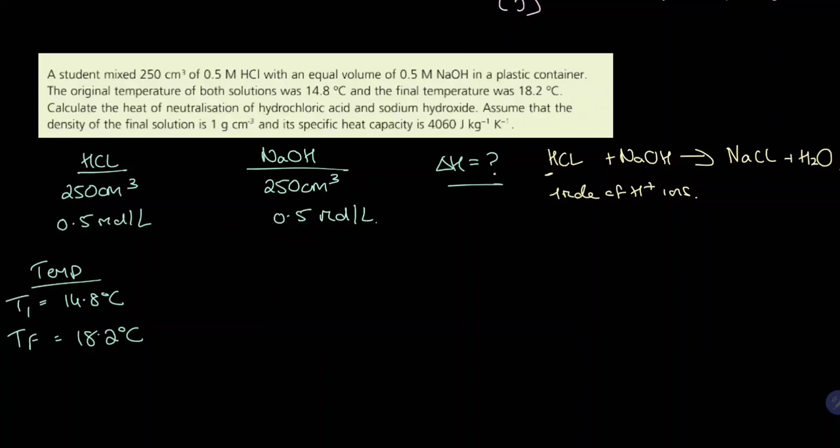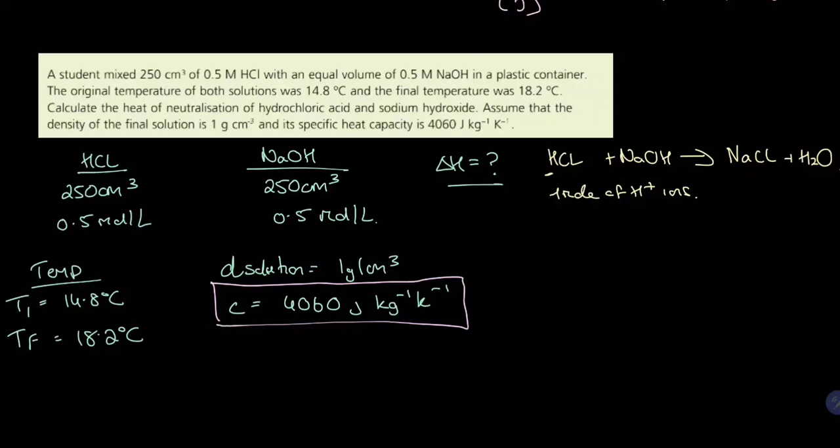And what other information are we given? We're given that the density of the solution should be taken as 1 gram per centimetre cubed, and the specific heat capacity is 4.6 joules, kilojoules, Kelvin to the minus 1. Okay, so this here, the specific heat capacity, usually gives us a hint as to what units we need our results to be in.